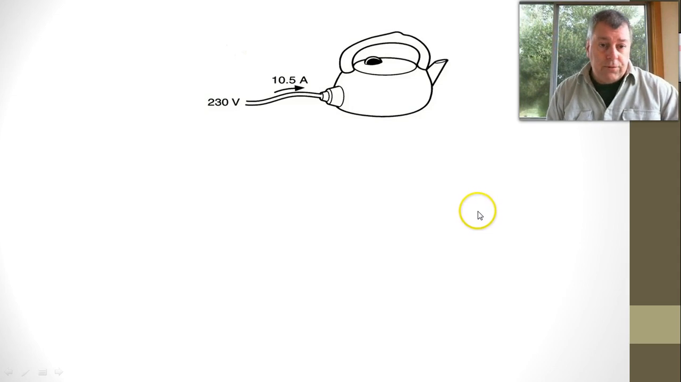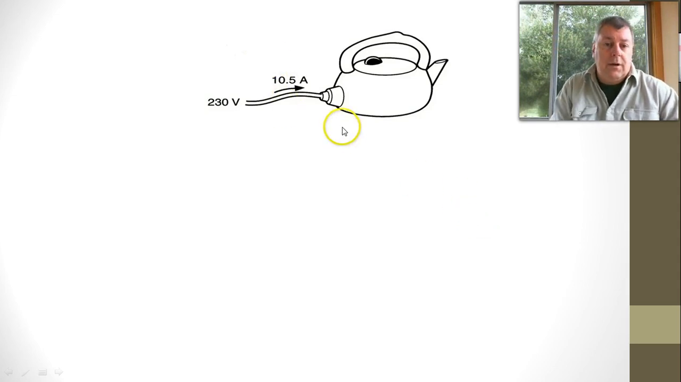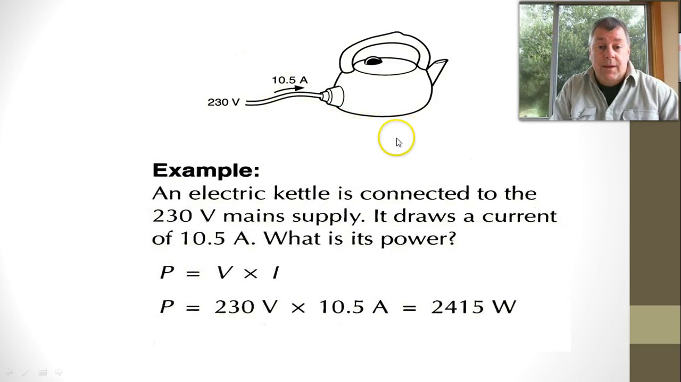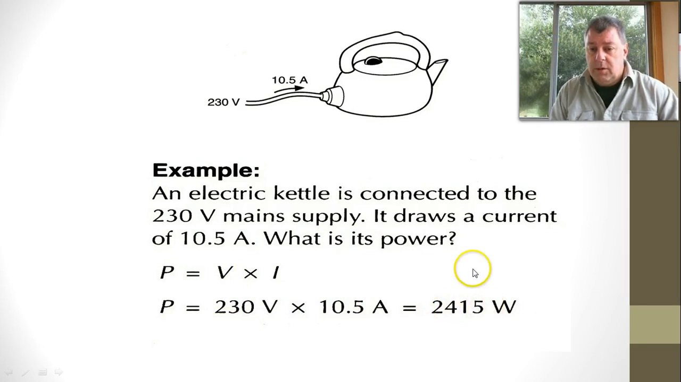We're at 230 volts and it's drawing a current of 10.5 amps. And so what's its power? P equals VI. Just put the numbers in and you get 2,415 watts, or 2.4 kilowatts.